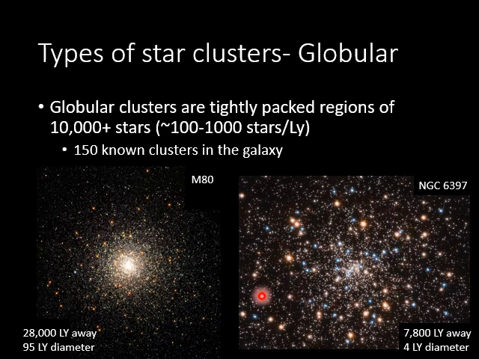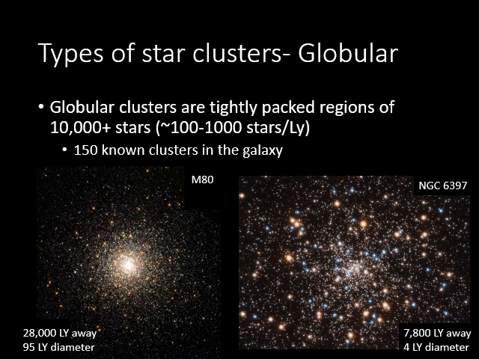This one is a lot closer to us. It's only 7,800 light years away, and it's a lot smaller in size. It's only about 4 light years wide. So all the stars you see here are packed into a region only 4 light years wide.